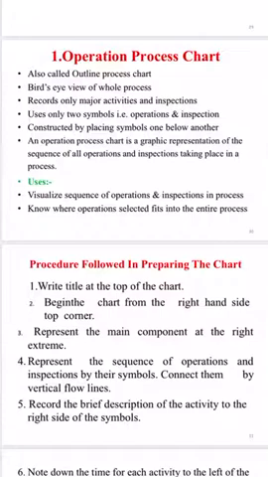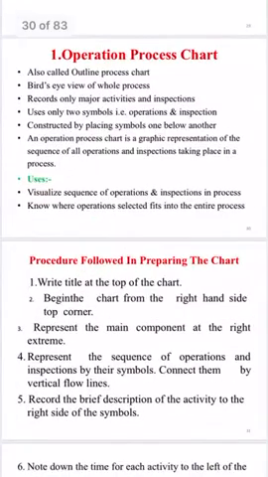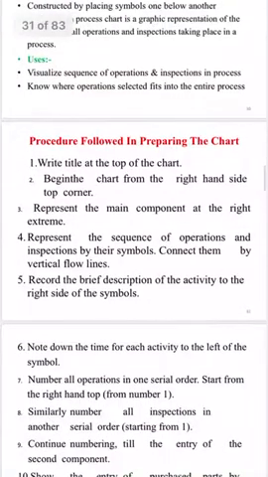Now we will see the procedure followed in preparing this operation process chart. While constructing the operation process chart, the first step is to write the title at the top of the chart. So first we need to write down the title, which is the operation or the process, at the top.